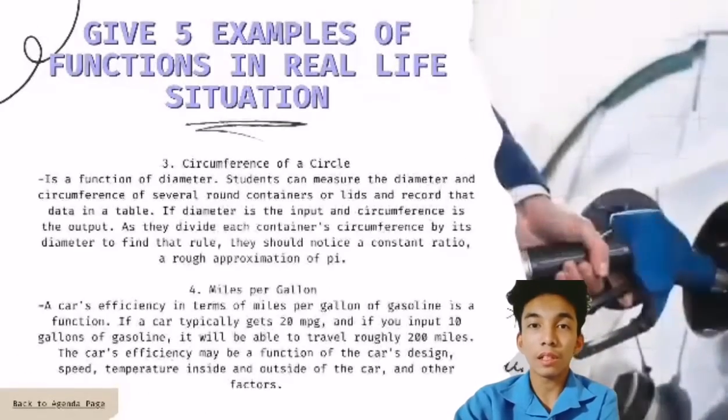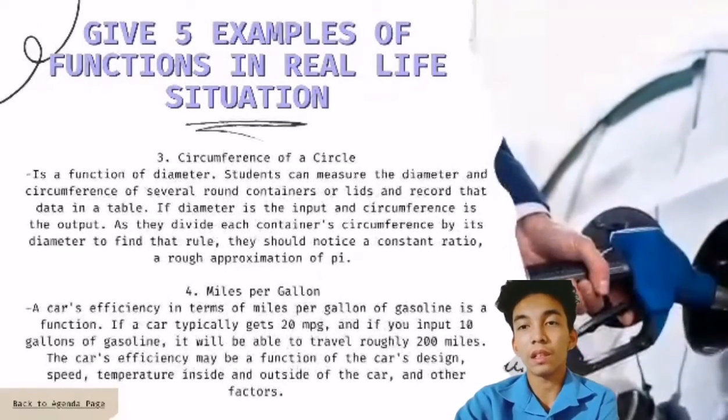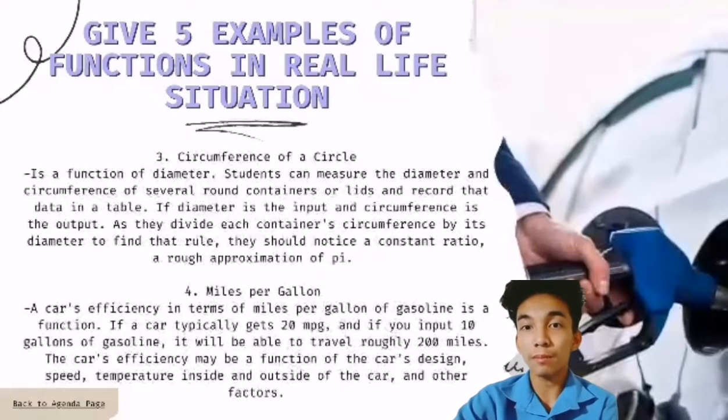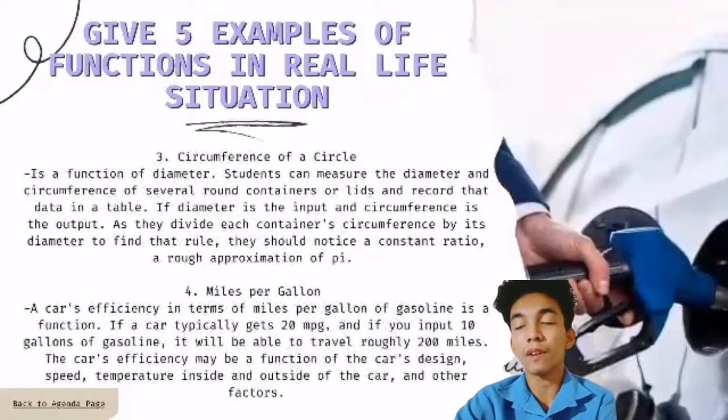Number 3. Circumference of a circle. It's a function of diameter. Students can measure the diameter and circumference of several round containers or lids and record that data in a table. If diameter is the input and circumference is the output, they divide each container's circumference by its diameter to find that rule. They should notice a constant ratio, a rough approximation of pi.